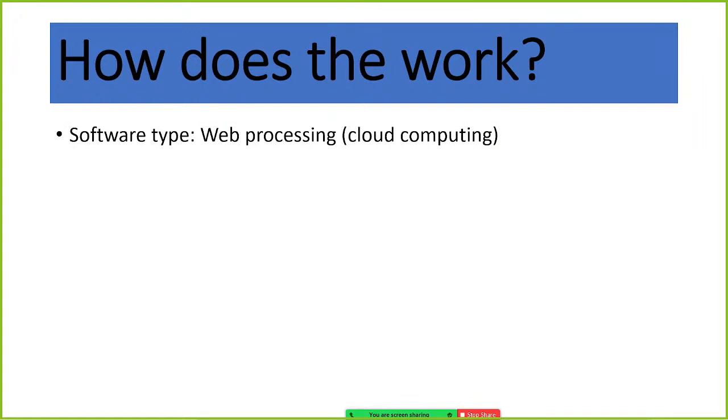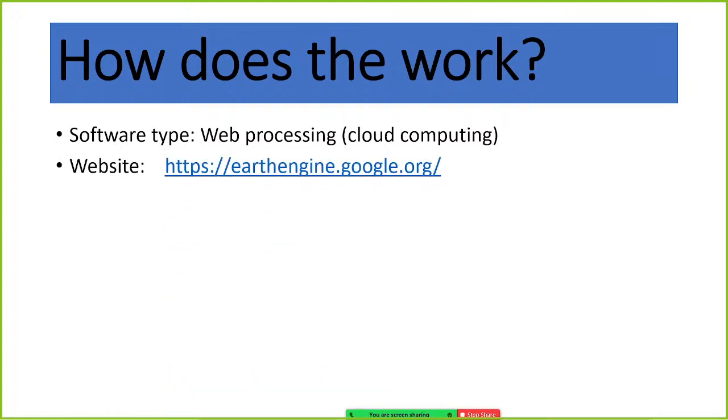First of all, software type. This is cloud computing or web processing. With Google Earth Engine you don't need to download any software. You just register with the Google Earth Engine platform. When you finish your registration, they will provide you a code editor where you can write all of this code. You don't need to download any software or other things. This is cloud computing and web processing. The main website is earthengine.google.org, where you can get all of this information. As for accessibility, you must be online when you work with the Google Earth Engine platform.